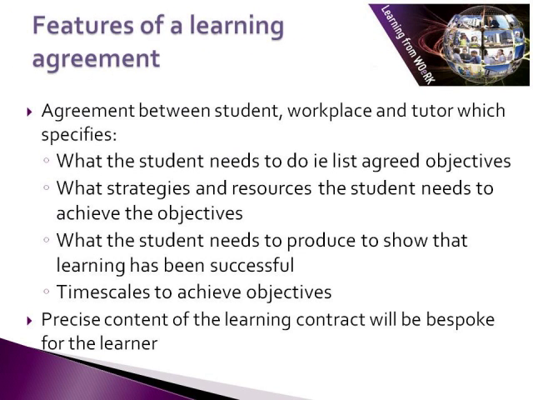Learning agreements can take many forms, but most have the following features: an agreement between the student, the workplace, and the tutor, which specifies what the student needs to do, i.e. a list of agreed objectives, what strategies and resources the student needs to achieve the objectives, what the student needs to produce to show that learning has been successful, and timescales to achieve the objectives.